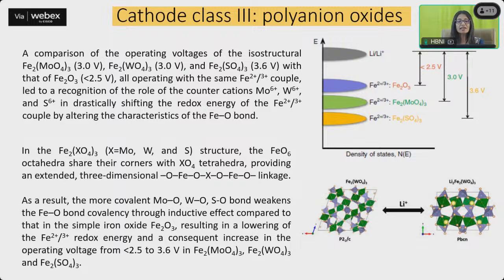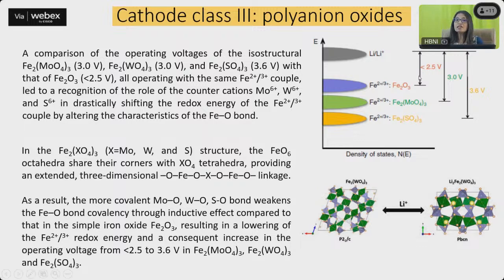So this is providing an extended three-dimensional Fe-O-X-O kind of linkage. As a result, the more covalent this Mo-O bond or tungsten oxide bond or sulfur oxide bond, this weakens the iron oxide bond covalency through inductive effect compared to that of the simple oxide. So this results in the lowering of this Fe2+/Fe3+ redox energy, and so there is a consequent increase in the operating voltage. So from less than 2.5, I am moving to 3.6 volt.